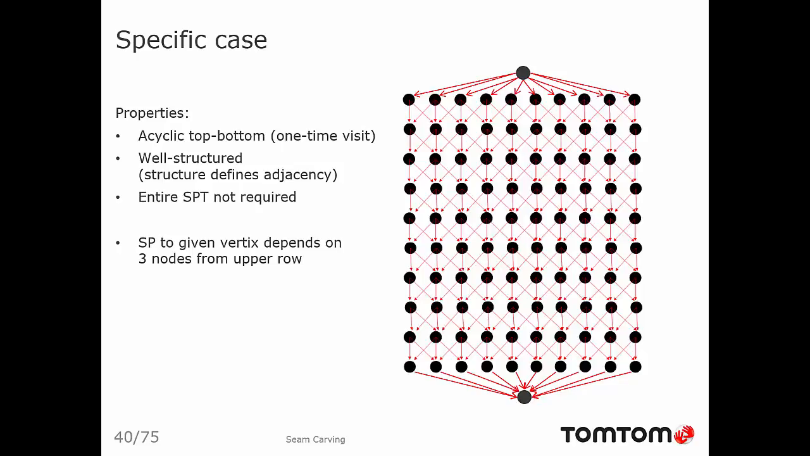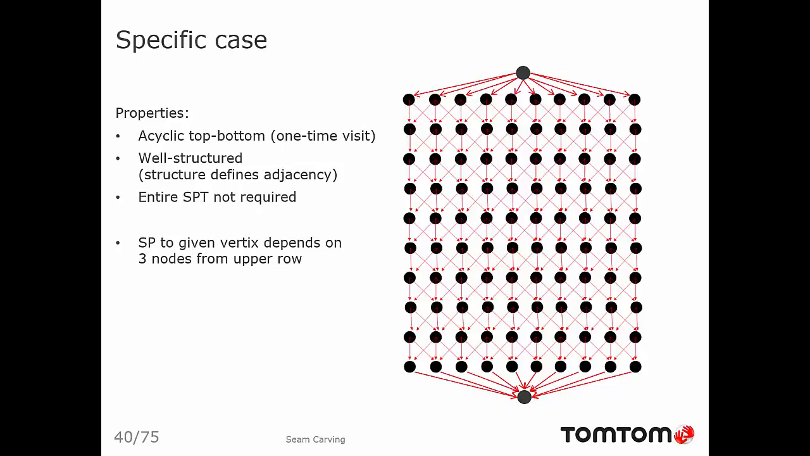What's more, at every step, we don't need to store the entire shortest path tree. We don't need to know the shortest path from this point to the source and from that point to the source in the end. We only need to know the shortest path from top to bottom. So we don't need to store all the information all the time.